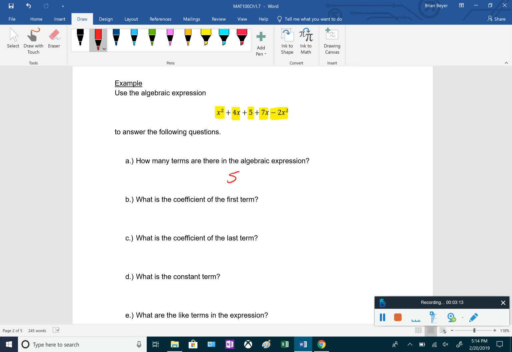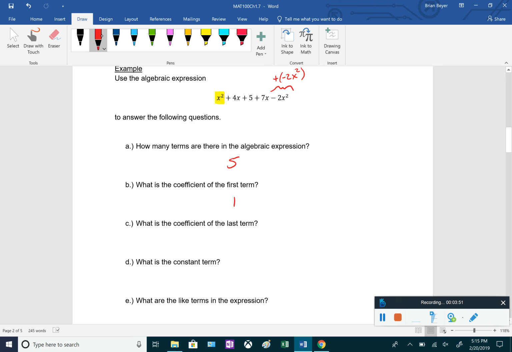So you're probably saying, what about that last term that's separated by subtraction? So we could rewrite that as plus negative 2x squared, right? So it's still separated by addition in a way, as long as you're adding the negative. Okay, next question, what's the coefficient of the first term? The first term is going to be the x squared. So that is a 1x squared, so the coefficient is 1. So remember, if a coefficient is not written, it is a 1.